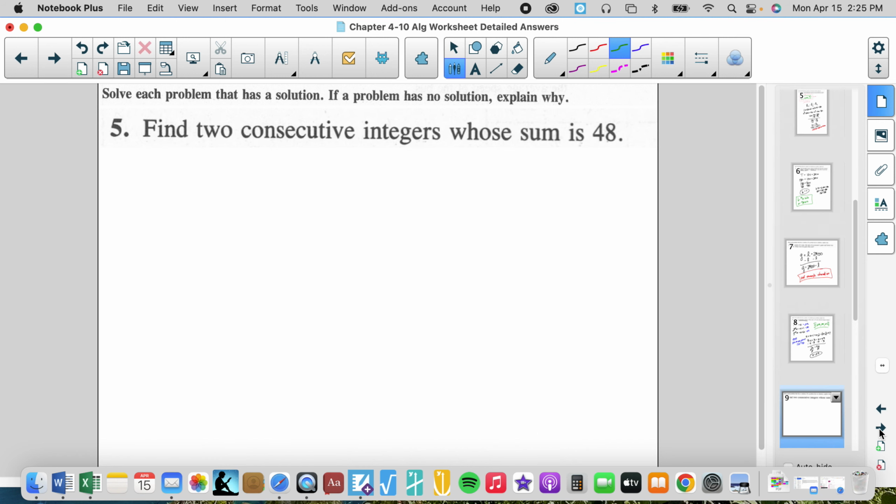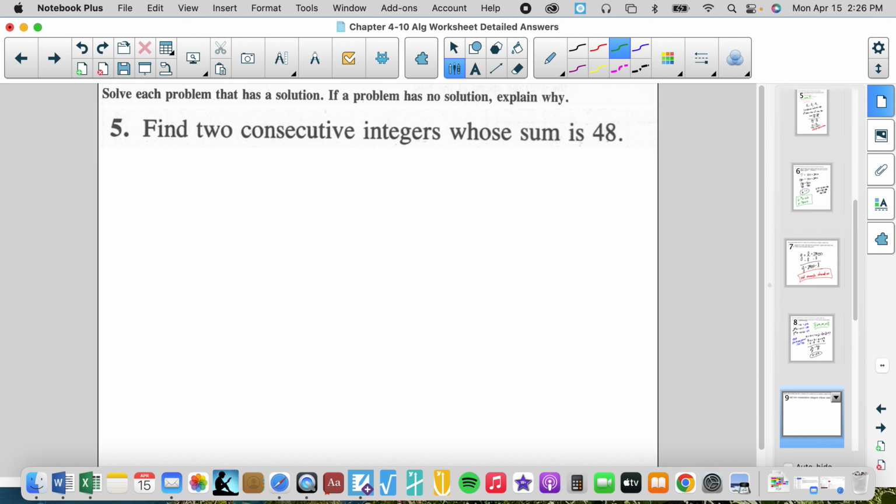Find two consecutive integers whose sum is 48. We know any consecutive integers are not going to sum to an even number because consecutive is going to have an odd plus an even. Odd plus even is always going to equal odd. Don't know if you knew that.